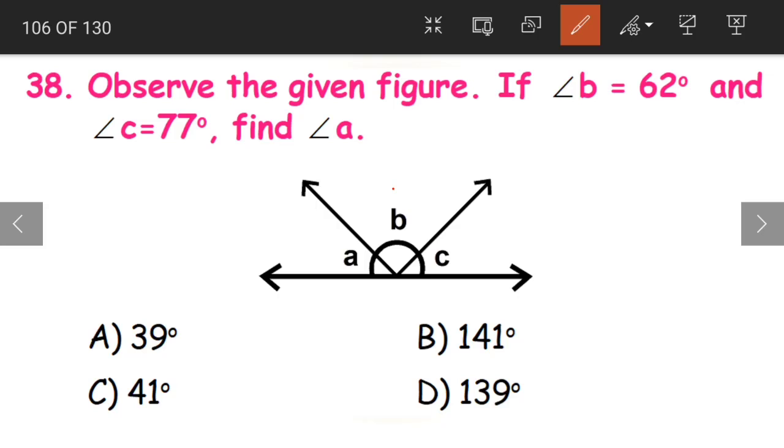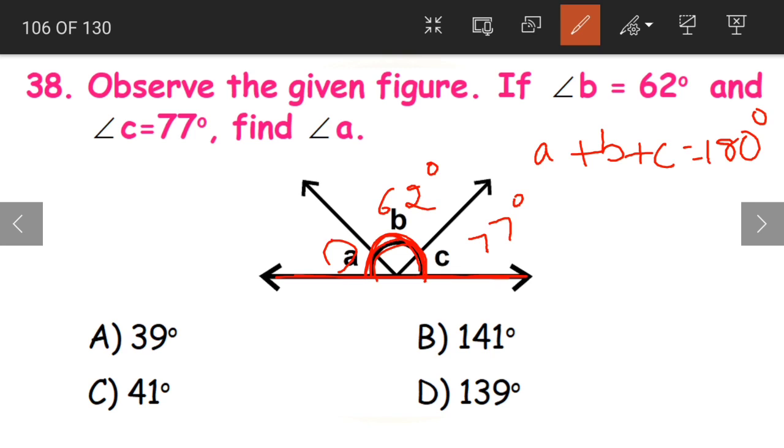Question 38. Observe the given figure. If angle B is equal to 62 degrees, if angle C is equal to 77 degrees, then find angle A. First, look at the complete angle when we add all these angles together. That is angle A plus angle B plus angle C. What angle is this, children? When we add these three together, it is a straight angle. And what is the measure of a straight angle? It is equal to 180 degrees. So angle A plus angle B plus angle C is equal to 180 degrees.